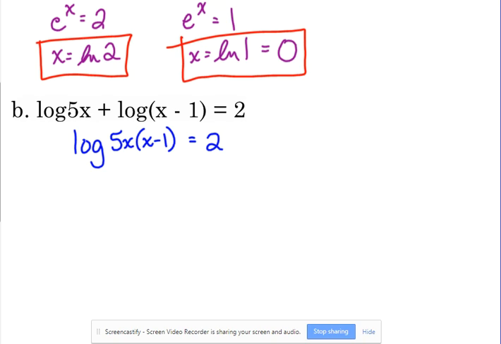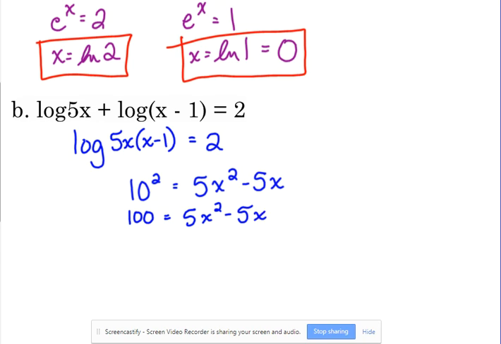The variable is stuck inside the logarithm. What do we do next? How do we get it out of the log? Exponential form. What's the base? 10. Because there is no base, it's understood to be 10. 10 squared equals, I'm going to go ahead and multiply that out. 5x squared minus 5x. Okay, I went ahead and distributed the 5x. So we have 100 is equal to 5x squared minus 5x.